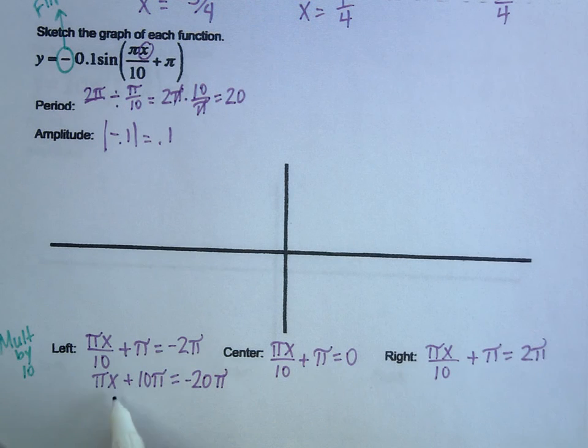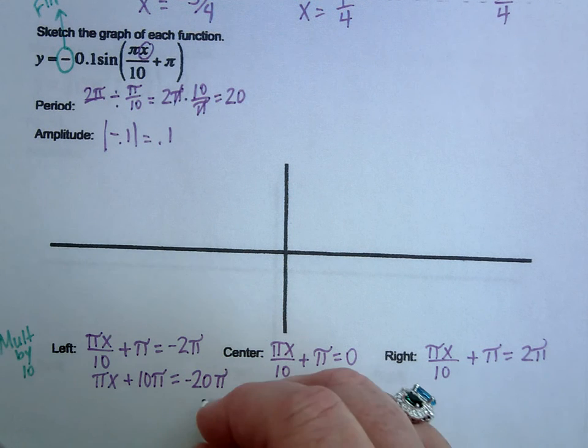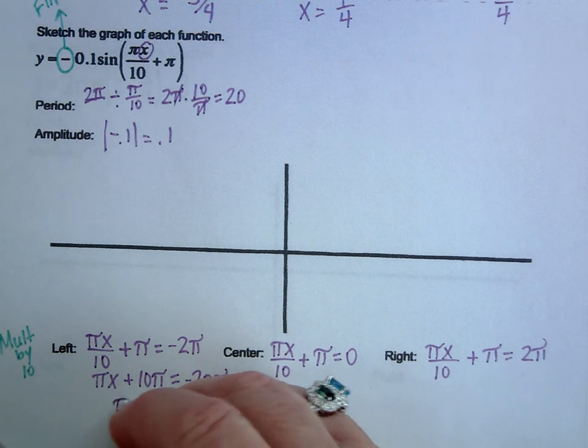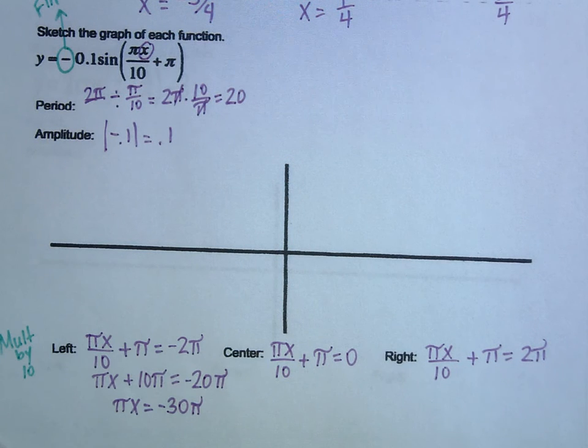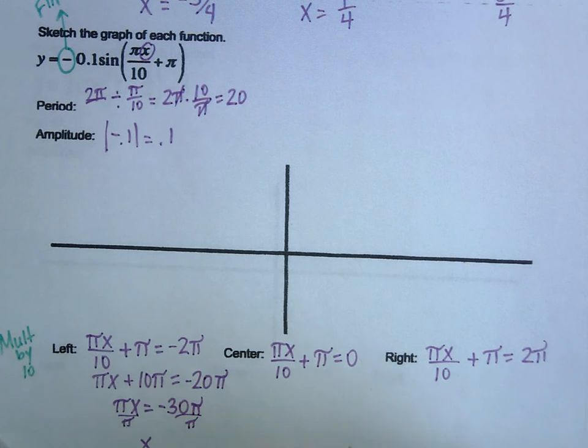Alright, solve for x. Move the 10 pi to the other side. I'm going to subtract it. Well, I've got a negative 20 sitting over there. If I take 10 more negatives and put them with it, I get negative 30 pi. And then I'm going to divide by pi because I want the x by itself. So divide this side by pi, divide this side by pi. I get x equals negative 30.